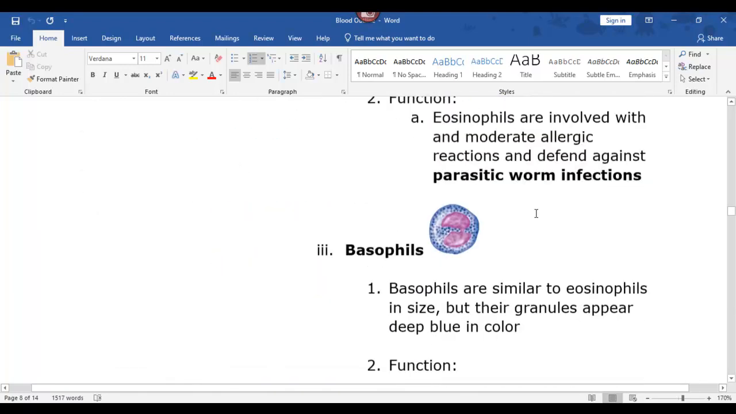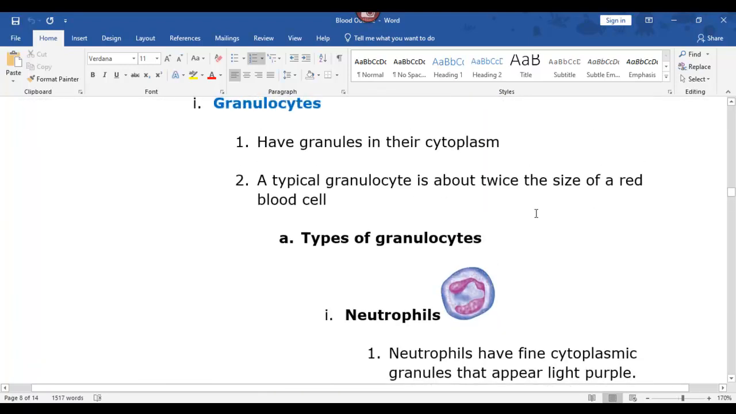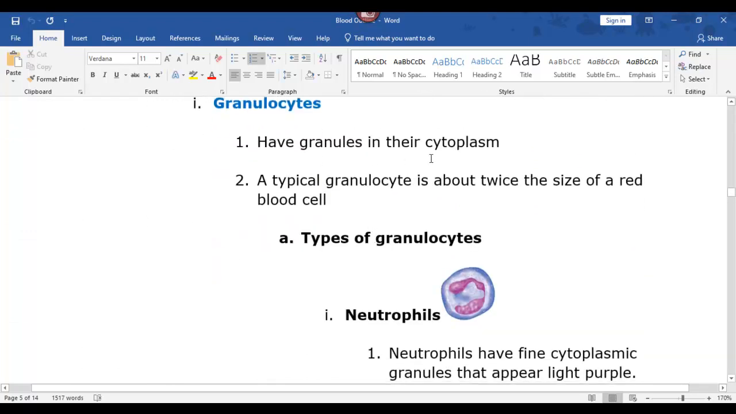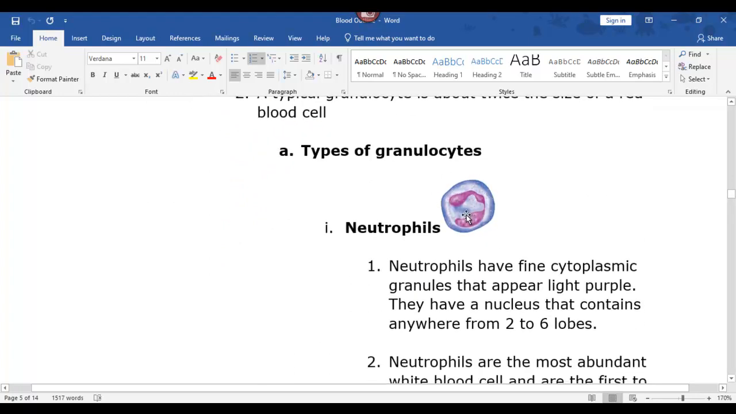So to go back up, starting here, granulocytes have granules in their cytoplasm, and you can see them. First candidate is called a neutrophil. They are the most abundant of all the white cells. They are phagocytes, which means they go around and eat other cells, but they are the most abundant, and they have 2 to 6 lobes on their nucleus.